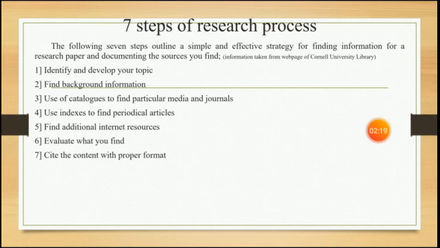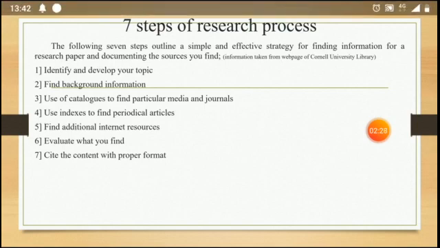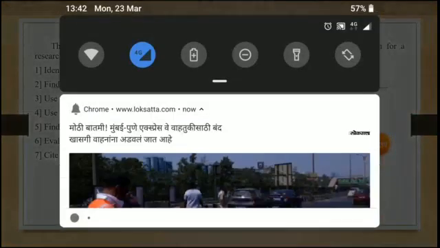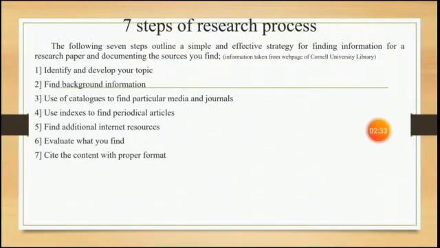So, 7 steps of the research process. The following 7 steps outline a simple, effective strategy for finding information for a research paper, documentary sources which will be helpful. This information can be taken from the web page of Cornell University Library. So these 7 steps are: identify and develop your topic, find background information, use catalogs to find particular media and journals, use indexes to find periodical articles, find additional internet resources, evaluate what you find, and then cite all of it with the proper format.